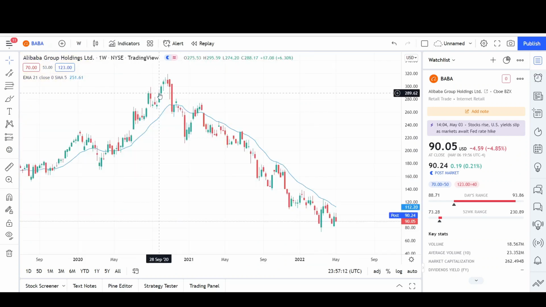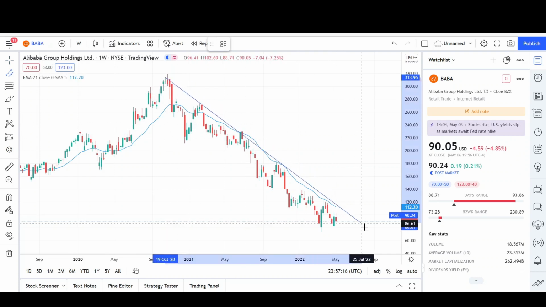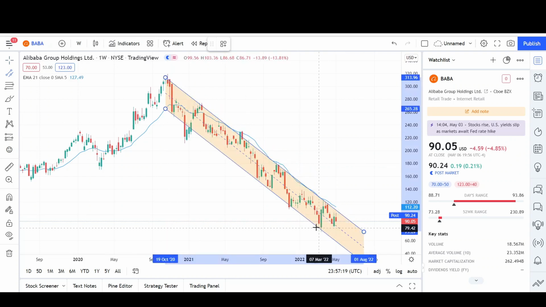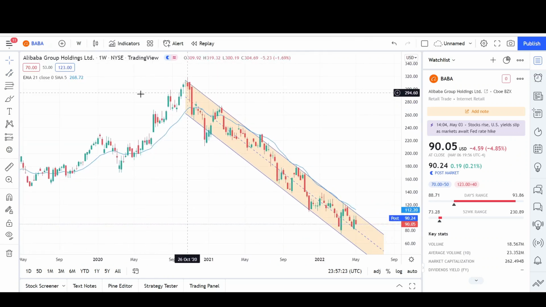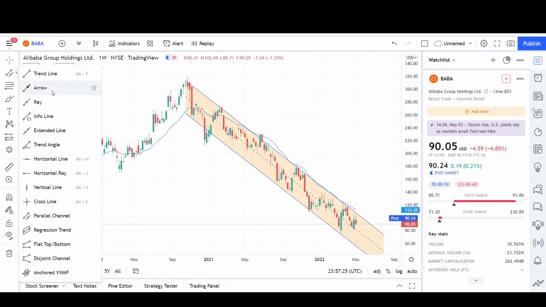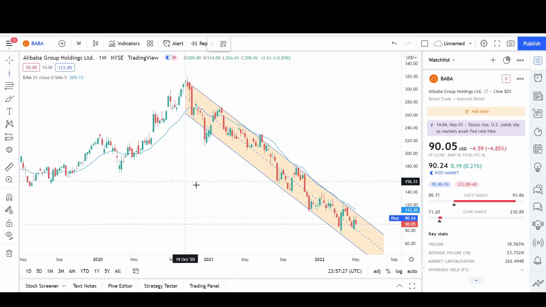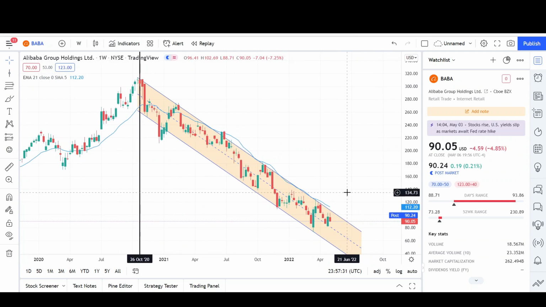Here we have the weekly chart for Alibaba, and I'm going to put the channel back on here. You can see that we can see the price action for a long time. It goes back pretty far, and you can see that since October of 2020 we've been going down. So it's almost 2 years since we've been inside of a downtrend. So that's really brutal for any long-term investor where you have not made any money for 2 years.